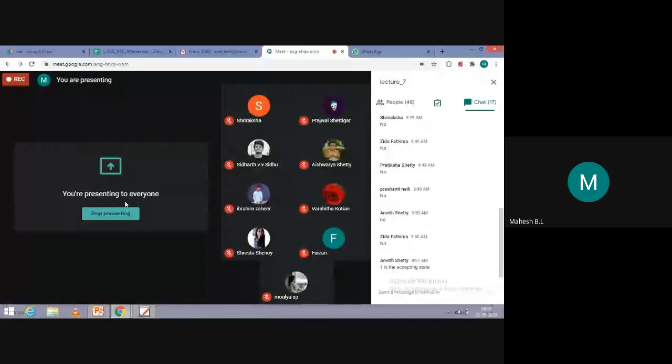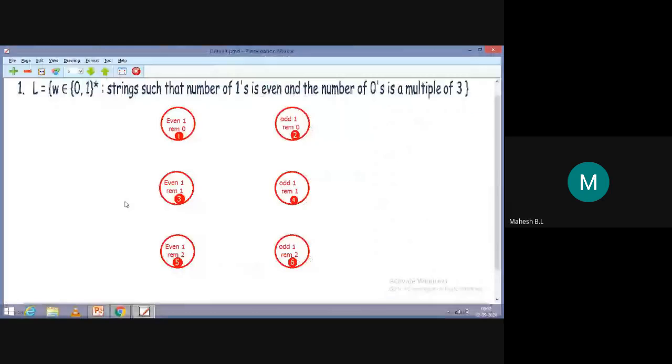One is the accepting state. Yes, one is representing even number of ones and remainder 0. So this is the combination which is representing the strings which are a part of the language. Now initially you know that you don't have ones, you don't have zeros. In the initial state you have not read anything. Initial state is representing the state where you have not processed any of the symbols from the input string.